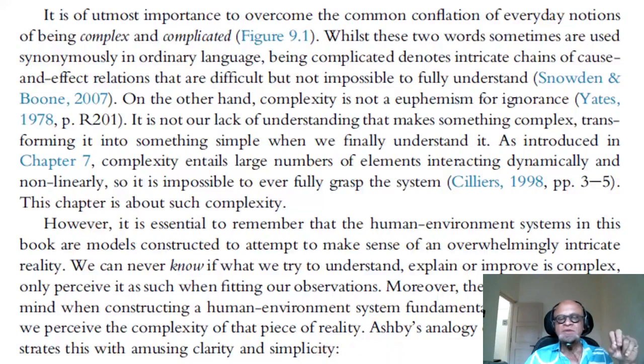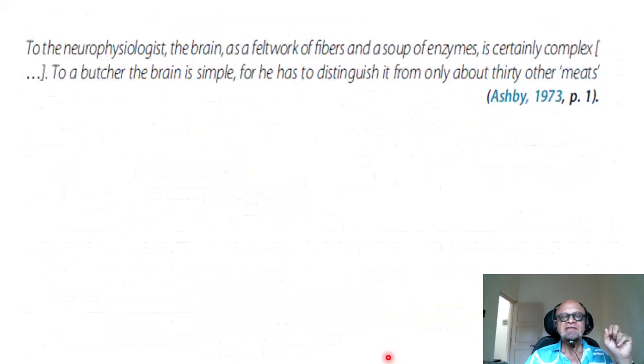Ashby's analogy of the brain demonstrates this with amusing clarity and simplicity. What does Ashby say? Let's first read that. To the neurophysiologist, the brain as a feltwork of fibers and a soup of enzymes is certainly complex. To a butcher, the brain is simple, for he has to distinguish the brain from only about 30 other meats. So for him, it's just another piece of meat, right?